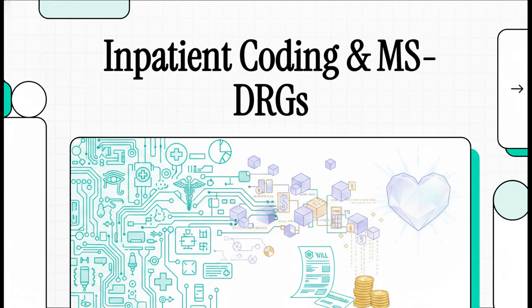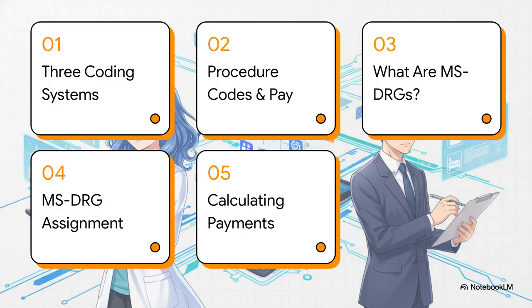Behind all those cryptic letters and numbers is a highly structured mathematical reality, and we're going to break it all down. Here is our roadmap for today. We'll start with the three coding systems, look at how procedure codes influence facility pay, break down what MS-DRGs actually are, walk through the assignment process, and finally calculate those inpatient payments. Let's get right into it.